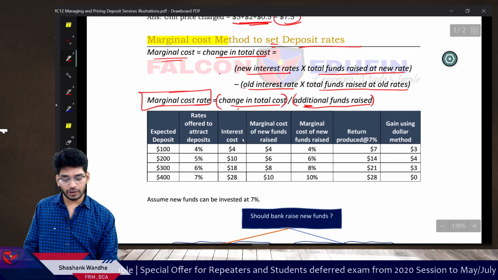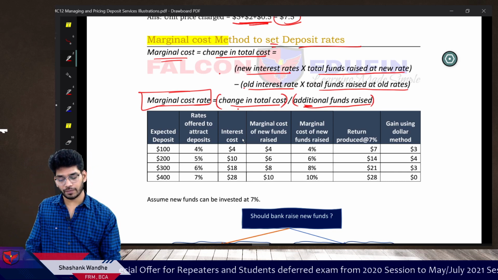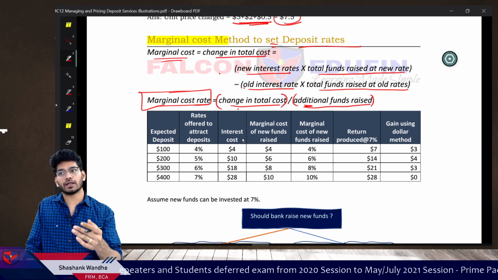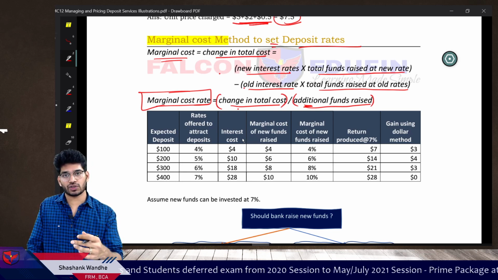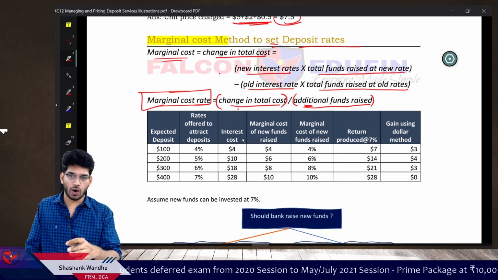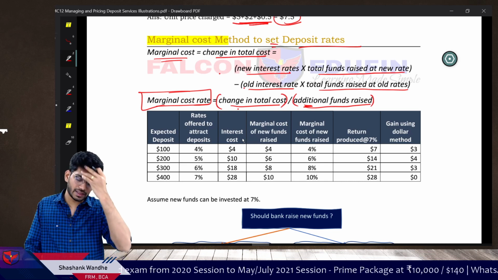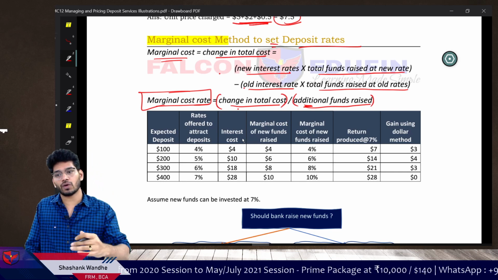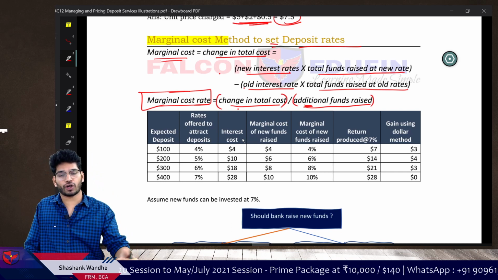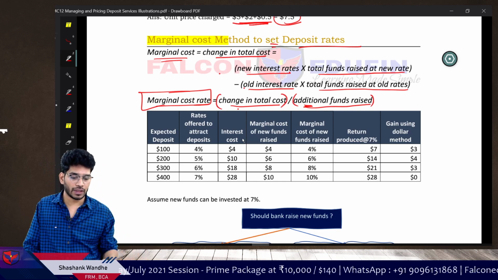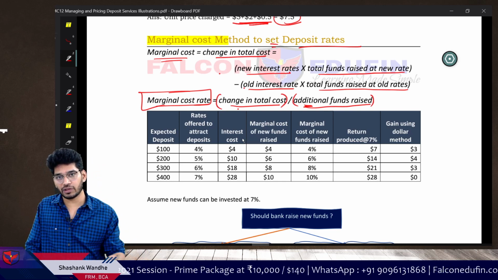Okay, now here we have a very important point: the decision making of raising new funds based on the marginal cost method or the total cost method. So we have two methods here. So imagine a scenario that you are a new bank, you want to procure funds from the market using deposit services, say using the savings account where you are supposed to pay some interest.